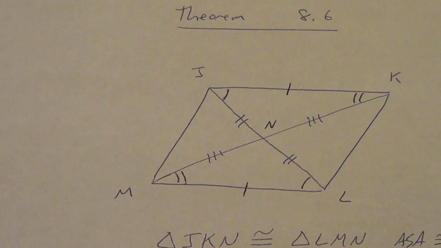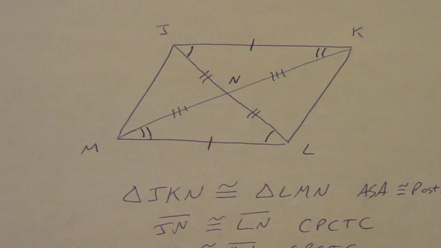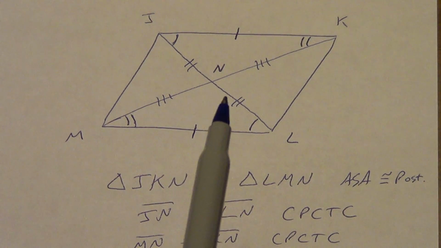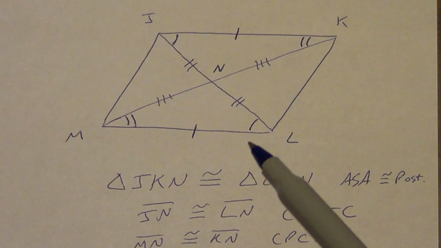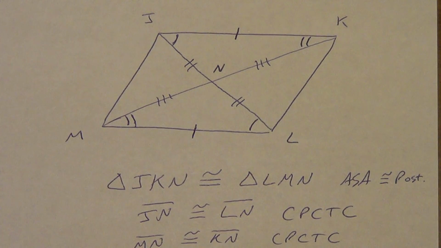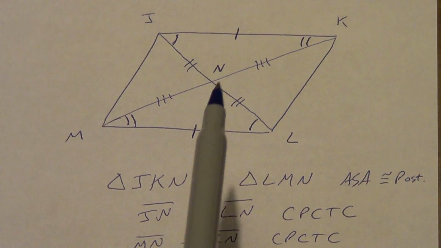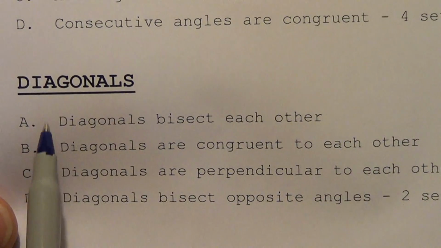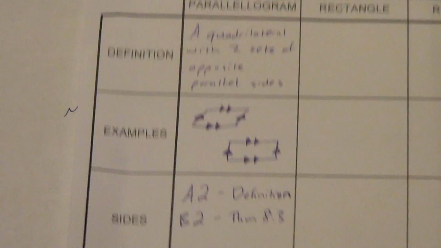Now don't get this confused and think it has to be perpendicular. You can have bisecting without perpendicular bisectors. This is just bisecting. There does not need to be a right angle right here. In a parallelogram that's not a square or a rhombus, which we'll get to later on, this cannot be perpendicular in just a typical parallelogram. Okay, so let's look back over here. Do the diagonals bisect each other? Yes, they do. So we're going to go ahead and write down A on this sheet right here.